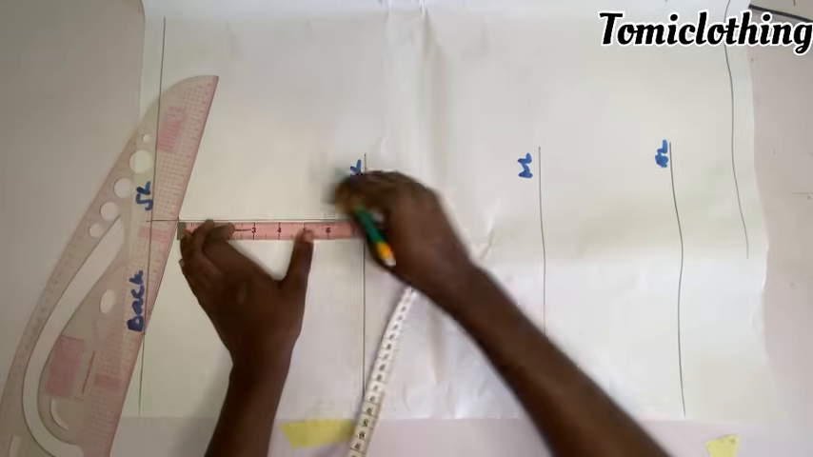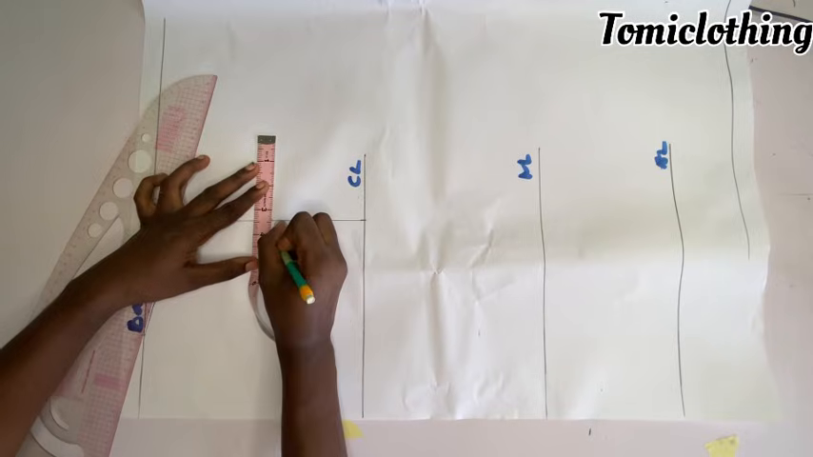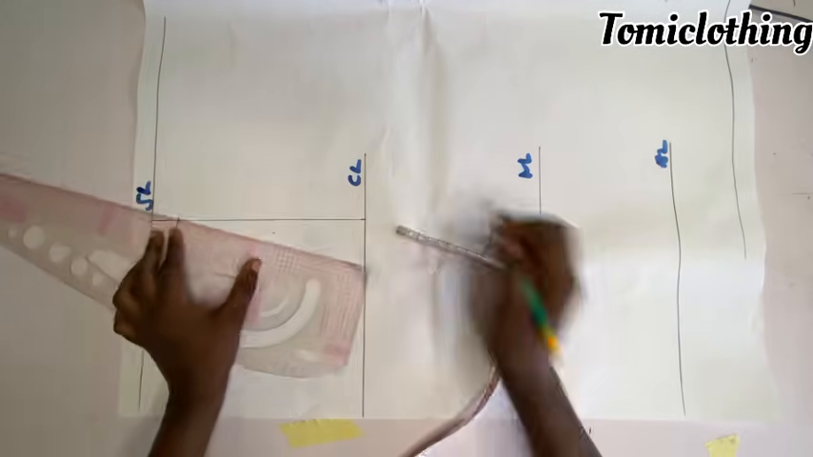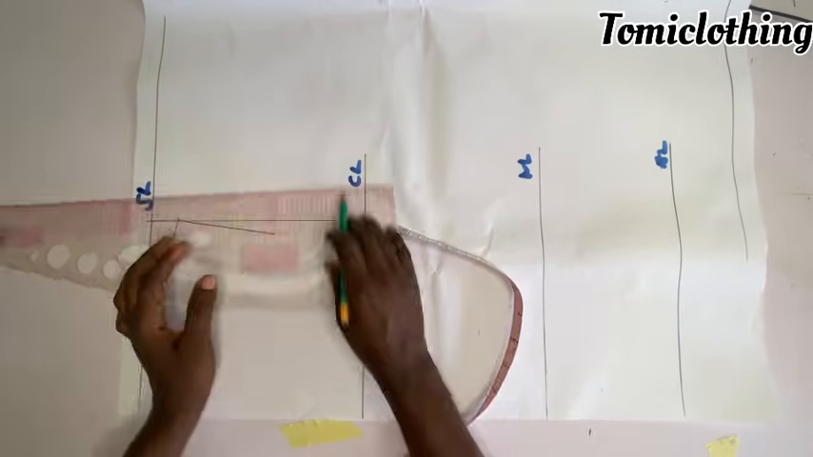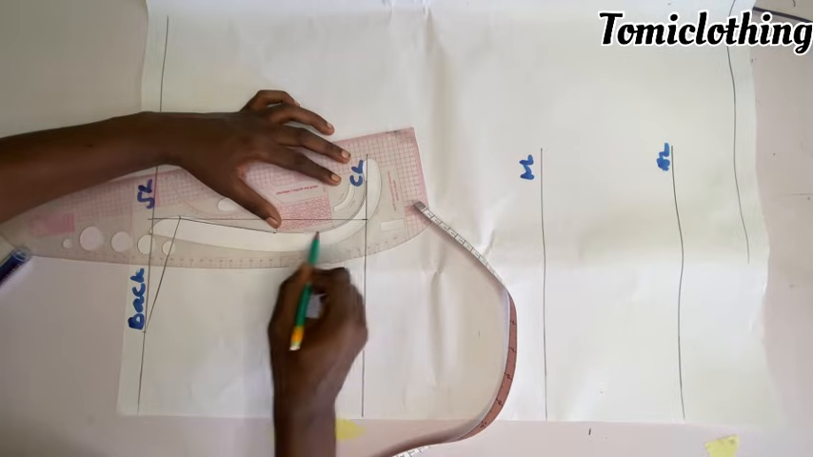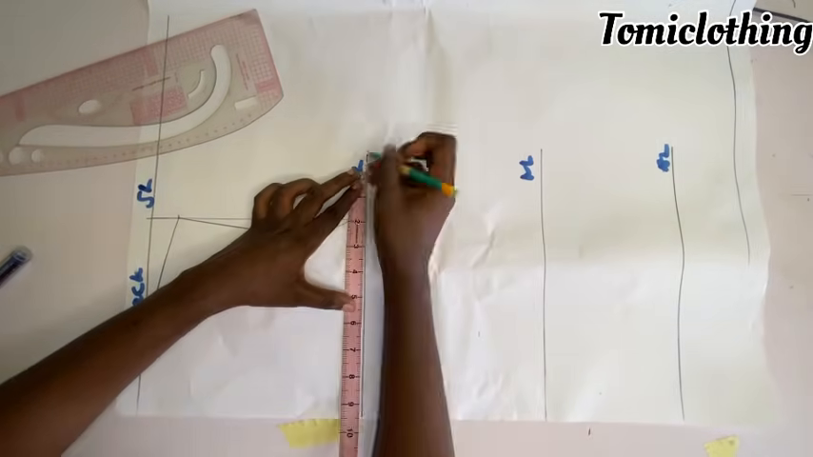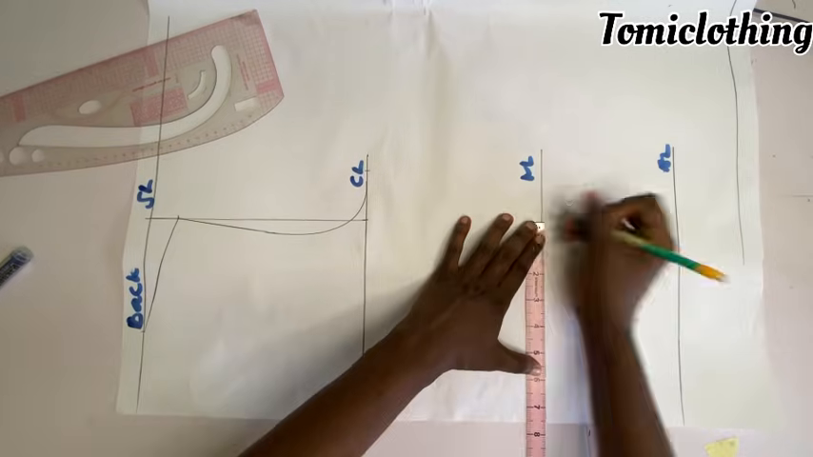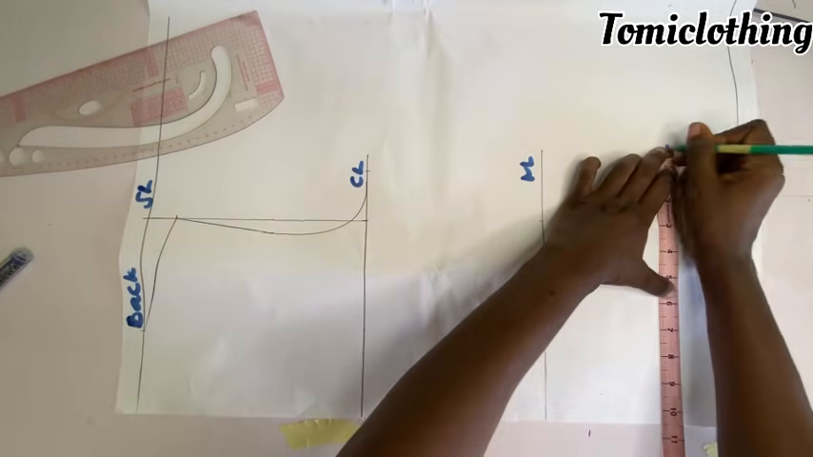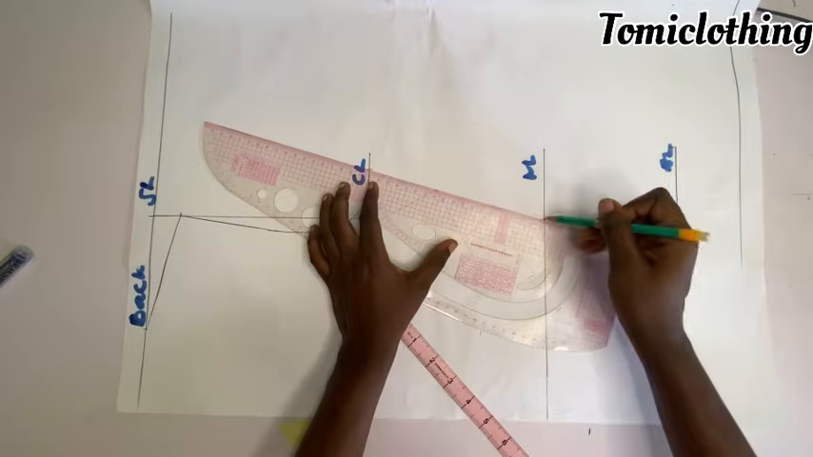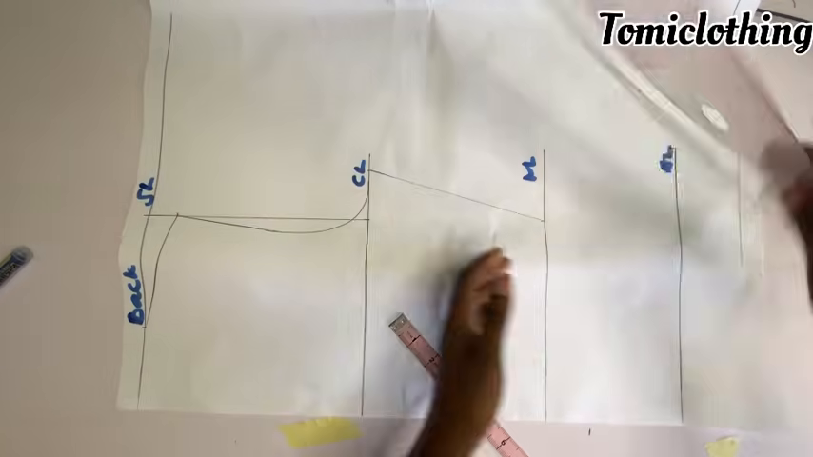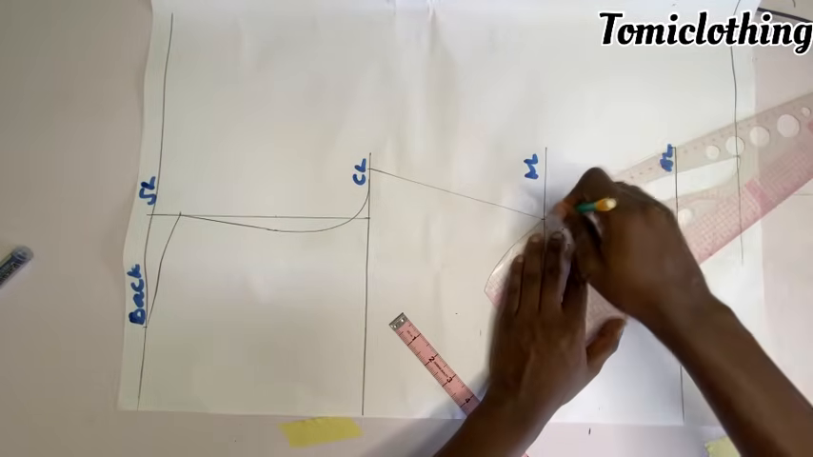Get the midpoint of the arm side, come in by 1/2 inch. Then go ahead and connect the lines to get the arm side, just as you can see. Next thing, I'm going to be placing the bust measurement divided by 4, waist measurement divided by 4, hip measurement divided by 4 as well. So I'm going to go ahead and connect the lines, just as you can see.